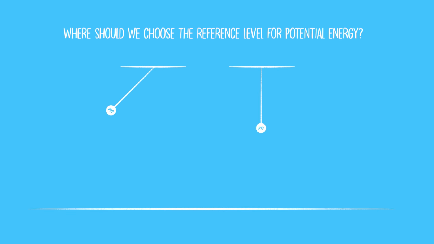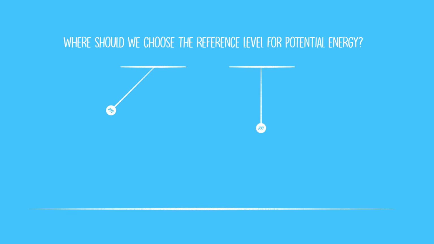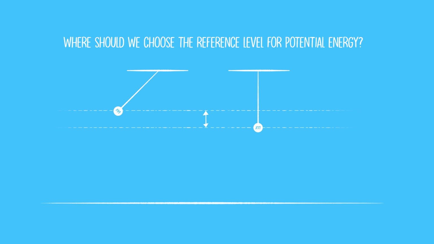Alright, here's a very important point you need to understand. Where should we choose the reference level for potential energy? We shouldn't assume that the length of the string or the height of the ball above the ground is equal to h. That would be incorrect. In fact, as you can see in the diagram, the difference in height determines how much of the potential energy is converted to kinetic energy.